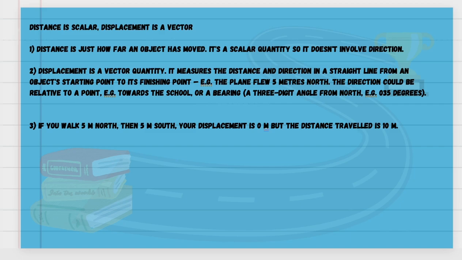Displacement is a vector quantity. It measures a distance and direction in a straight line from an object's starting point to its finishing point. For example, the plane flew 5 meters north.